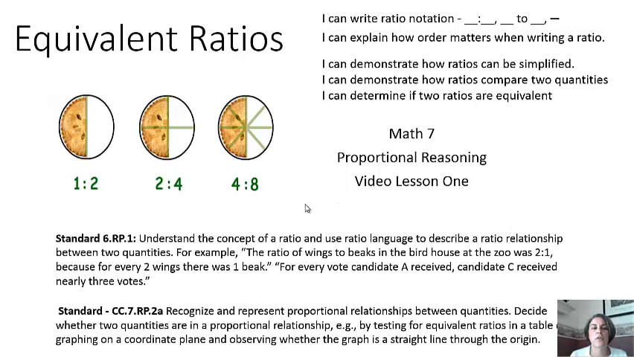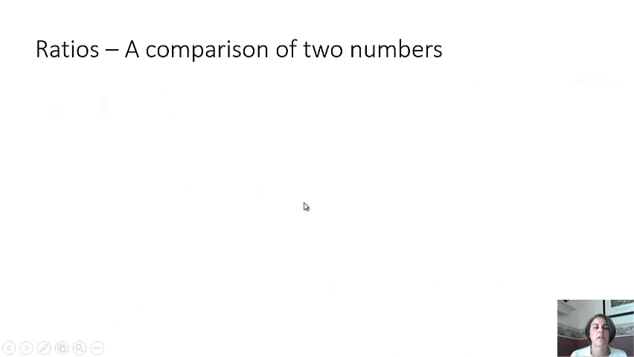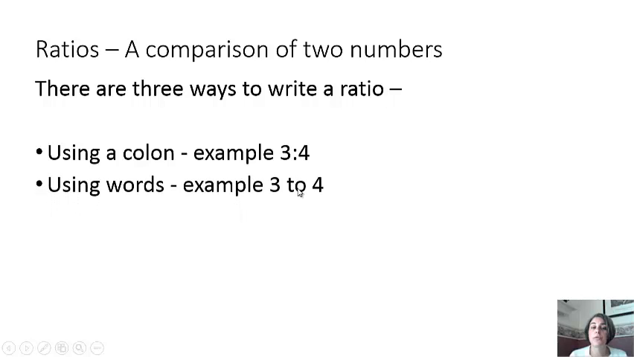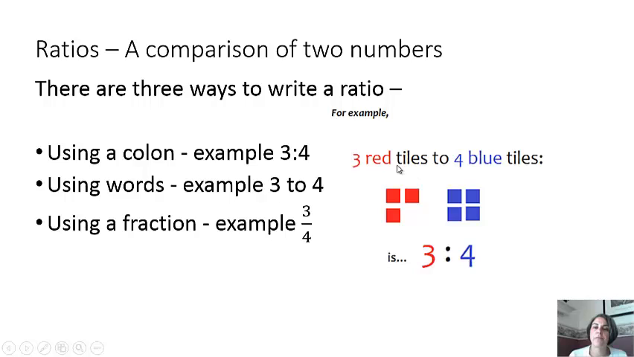Tonight's lesson is on equivalent ratios. First of all, a ratio is just a comparison of two numbers. There's three ways to write a ratio. You can use a colon, you can use words, or you can use a fraction.